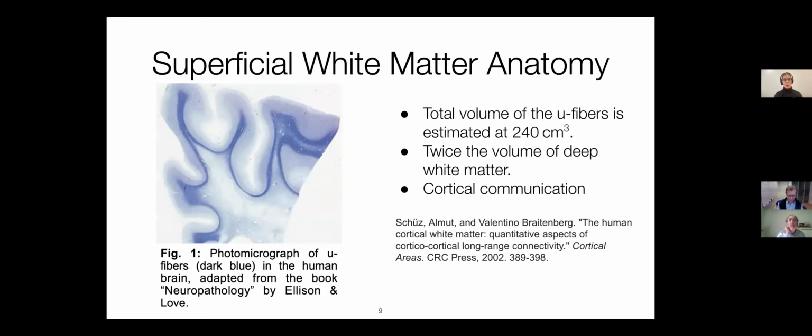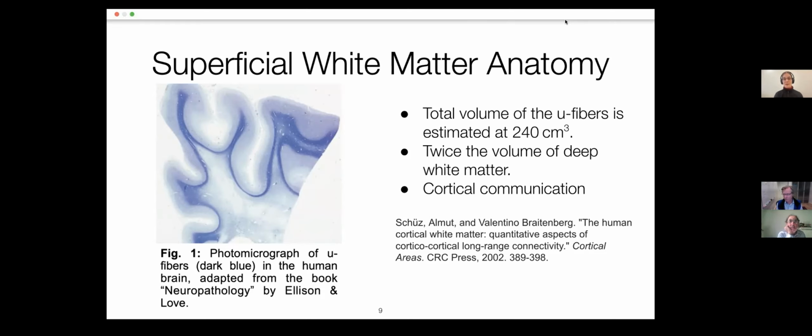Now, what do we know in contrast about superficial white matter? This is the second part of the introduction. We know that the total volume of the U fibers, which are the superficial white matter connections that connect neighboring and nearby gyri, is estimated at 240 centimeters cubed. That is actually twice the volume of the deep white matter. It's kind of amazing because the cortex is so highly folded. The layer of superficial white matter immediately under the cortex is very large and has a very high number of connections.